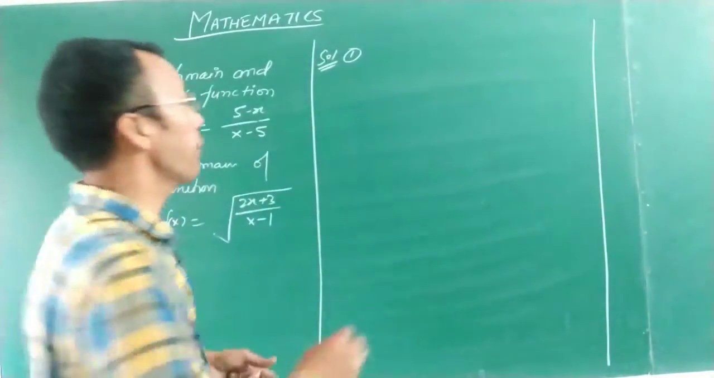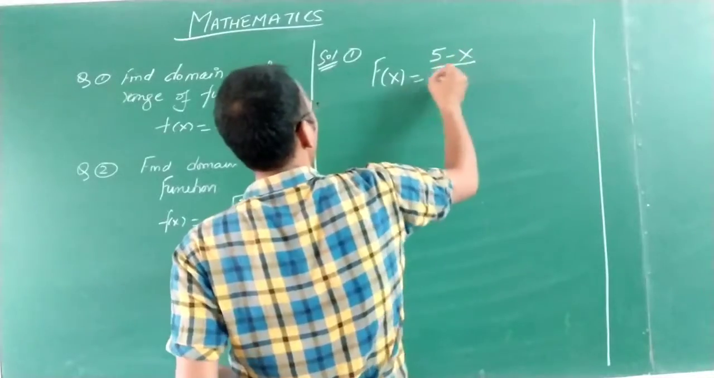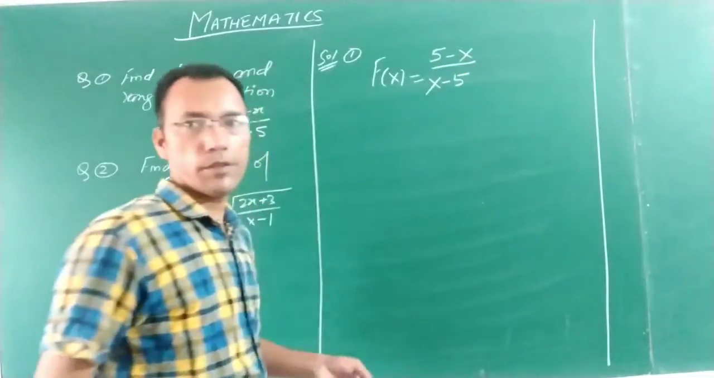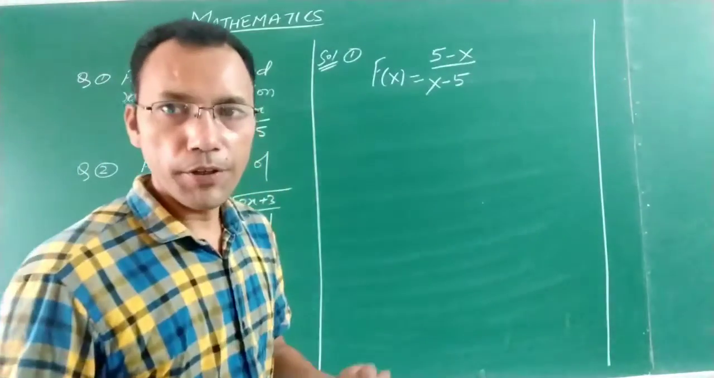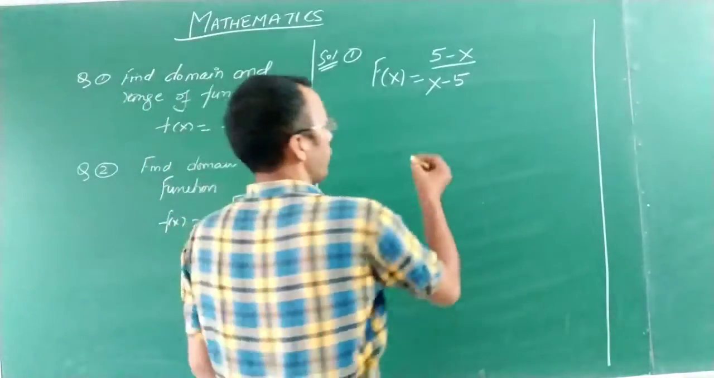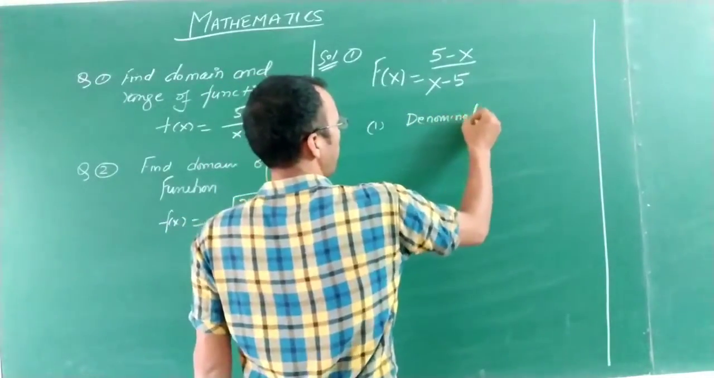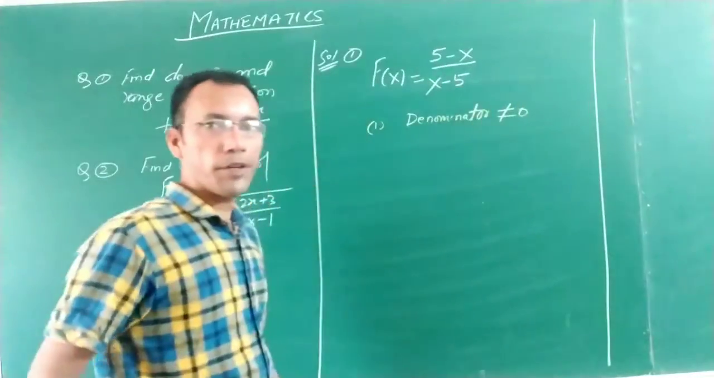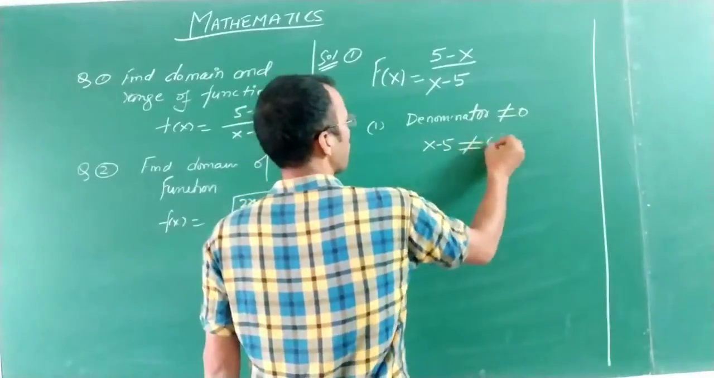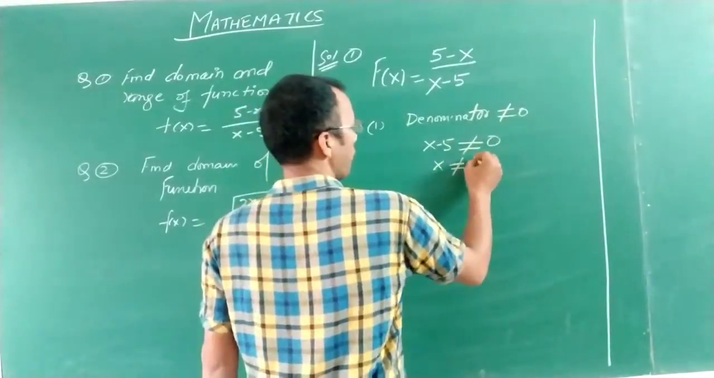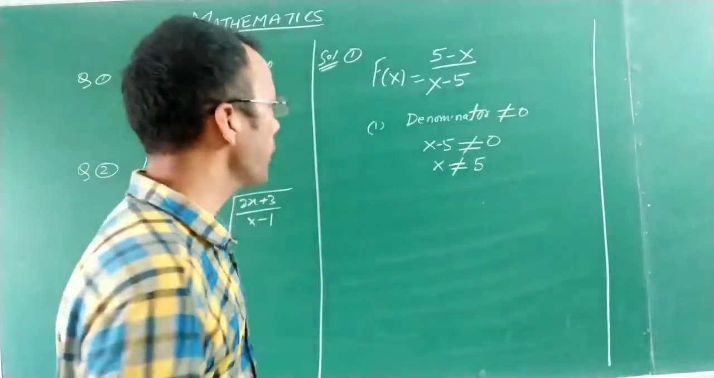f(x) is given as (5 minus x) upon (x minus 5). In case of domain, the numerator could be 0, but the denominator must not be equal to 0. The first condition is that the denominator is not equal to 0. So that means x minus 5 is not equal to 0, which implies that x is not equal to 5. If I put this 5 on the right hand side, it will be plus 5. So x is not equal to 5.